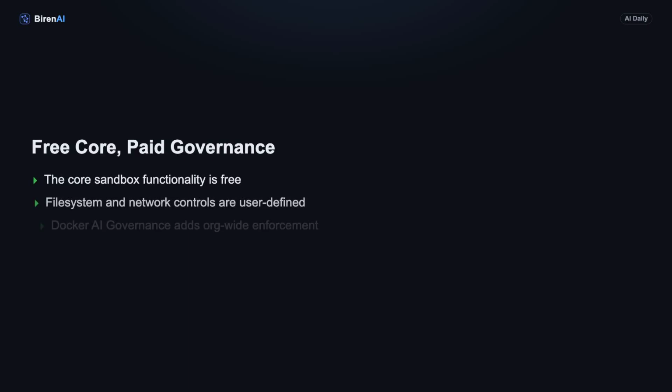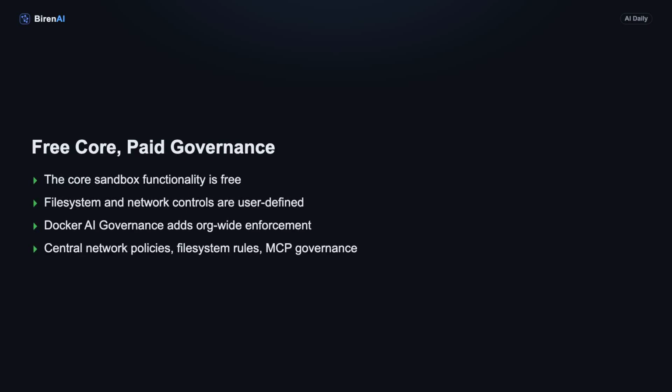The core is free. On your own machine, you define the file system and network controls yourself. For teams, a paid tier called Docker AI Governance layers on centralized enforcement, network policies, file system rules, and MCP governance applied across an organization rather than each developer setting their own. That split, free for individuals, paid for org-wide control, is the business model here.